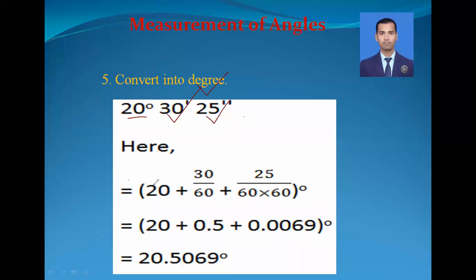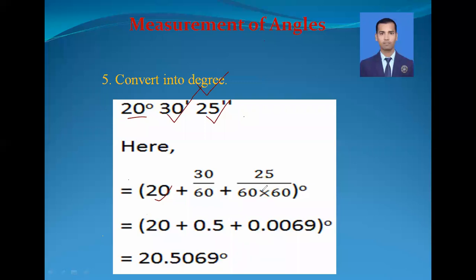As we know, degree is given there, so 20 plus 30 by 60, because to convert degree into minute, we multiply the degree by 60. That's why to convert minute into degree, we divide it by 60. In the same way, to convert degree into second, we multiply degree by double 60. That's why to convert second into degree, we divide it by double 60.